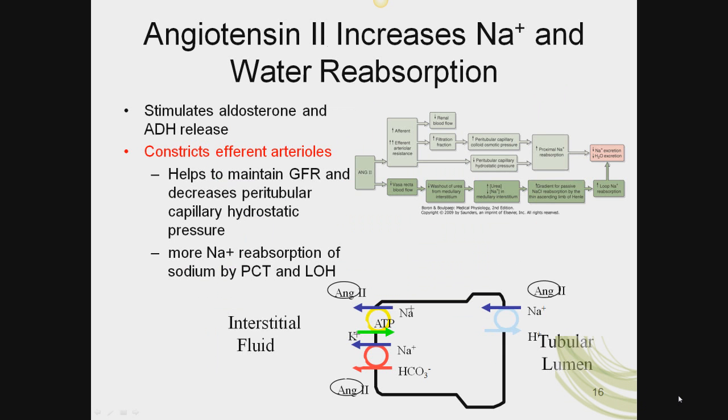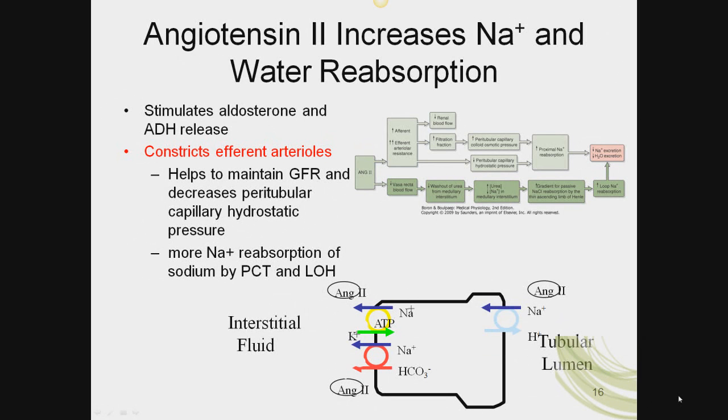Here's how angiotensin II directly increases sodium and water reabsorption, not just through aldosterone. So clearly, angiotensin II stimulates the adrenal cortex to release more aldosterone, and it stimulates the hypothalamus to release more ADH. But more directly, angiotensin II also stimulates the proximal convoluted tubule to reabsorb more sodium and hence more water directly.